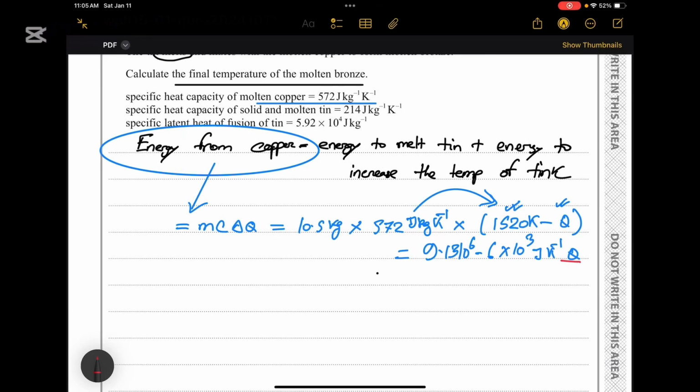So now we have figured out the energy from copper. Now we can figure out the energy transferred to tin, because this energy from copper has been transferred to the tin. So we can take these two values together. Okay, so let's take them down.